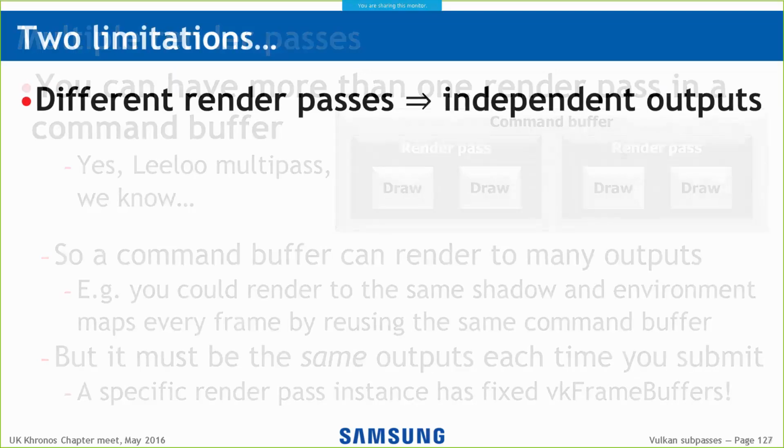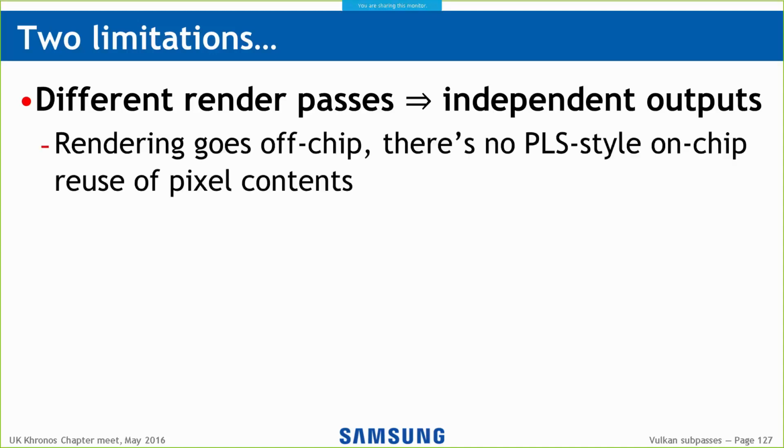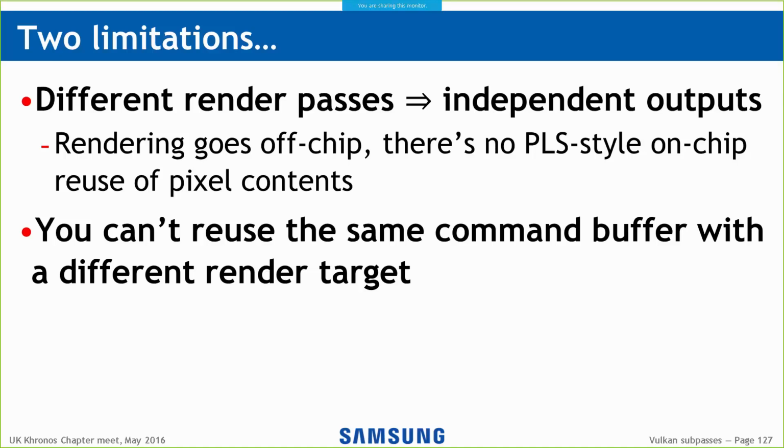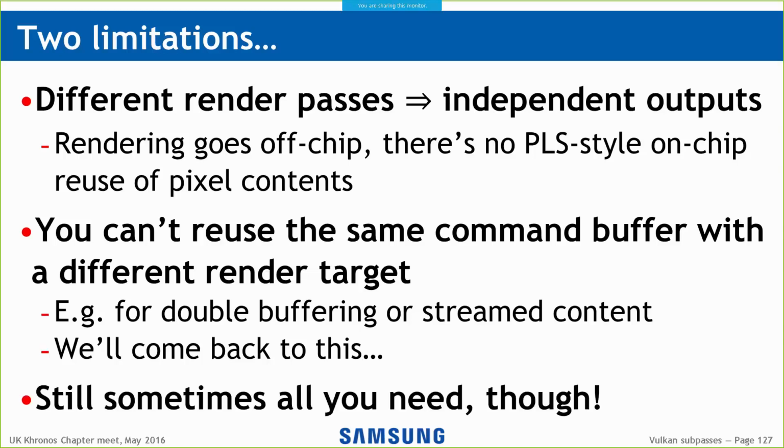So, as I was saying, we have two issues there. If we've got two different render passes, they're outputting to different places, so nothing gets held on the chip. It's all being written to off-chip memory conceptually. Or at least there's no logical connection between them. And if you've got this command buffer, you've got no way of pointing to a different render target. So, as I say, you can't double buffer image outputs or anything like that. We'll come back to the second problem. The first one we'll deal with now. But sometimes, particularly for things like the shadow map environment in that case I was just talking about, that's still enough to be useful.